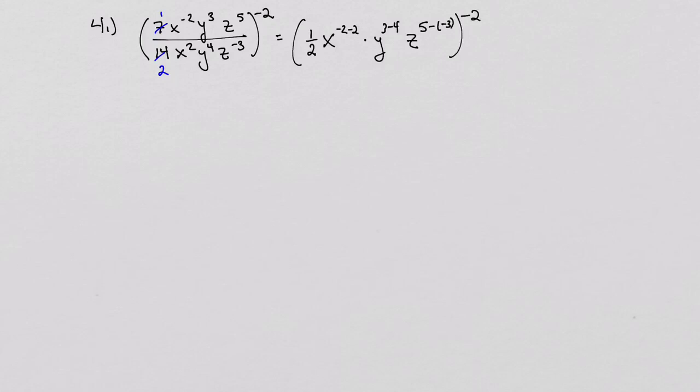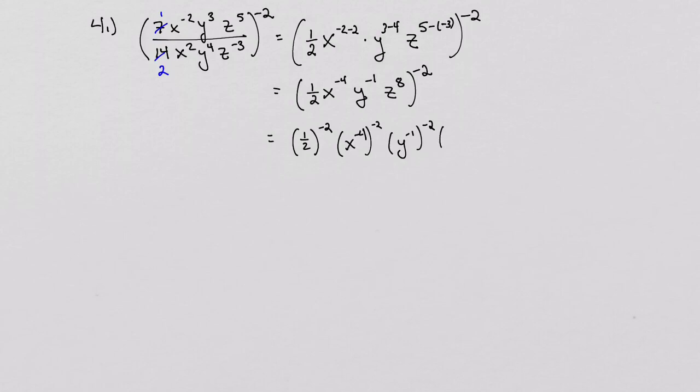But don't forget about that outside exponent. That's still there. We haven't taken care of that. So simplifying the inside again, this is going to be 1/2, and then x to the negative 4, and then y to the negative 1, and z to the positive 8, all raised to the negative 2. Now I'm going to go ahead and take care of this negative 2 exponent out here by bringing it into everything. Remember, it also has to go into this 1/2. So we've got 1/2 raised to the negative 2, and then x to the negative 4 raised to the negative 2, y to the negative 1 raised to the negative 2, and z to the 8 raised to the negative 2.